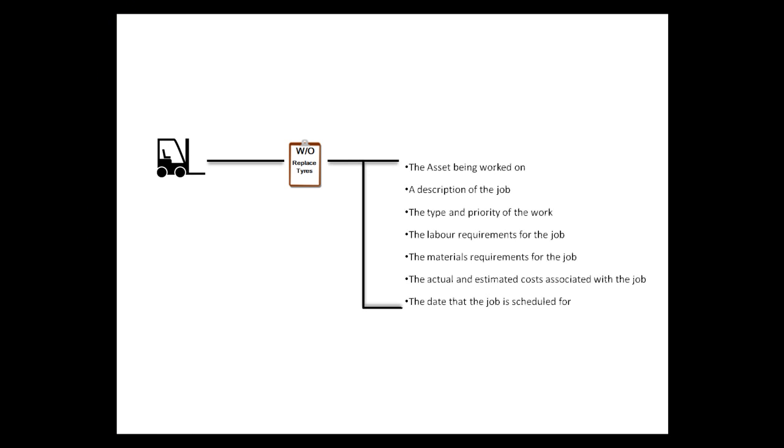In the work order, you would include such information as the asset being worked on, a description of the job, the type and priority of the job, the labour and materials requirements for the job, the actual and estimated costs, and the date that the job is scheduled for. When the work has been completed, the work order is closed off, meaning that it is moved from your backlog of outstanding work to the work history of the asset.